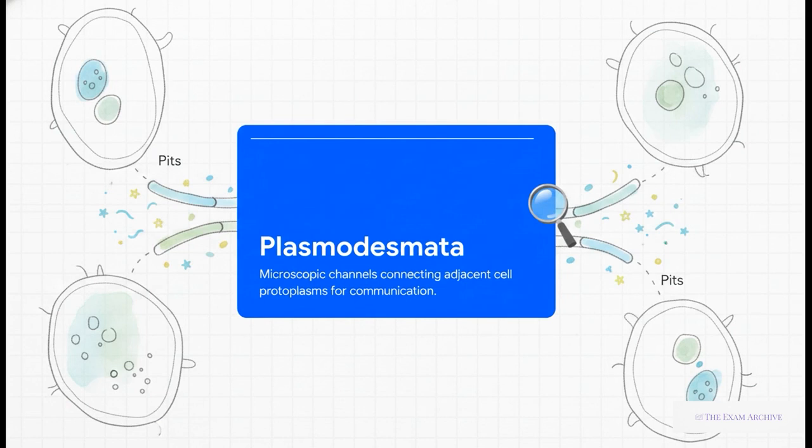Let's move on and see how this builds. Because obviously a fortress without any doors or gates is basically just a tomb, right? The cell still needs to trade resources and communicate. And that is exactly where plasmodesmata and pits come into play.